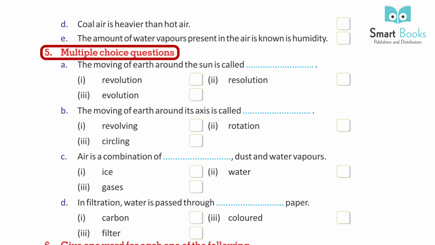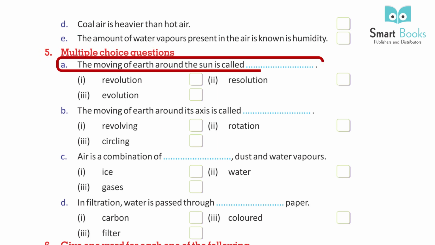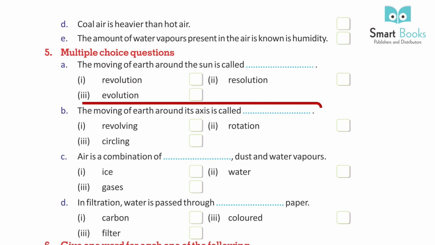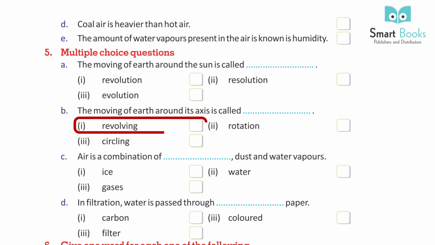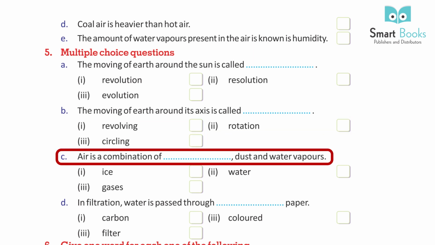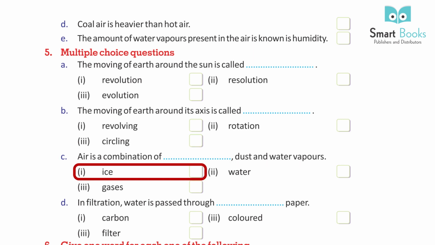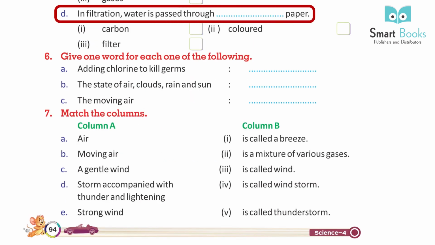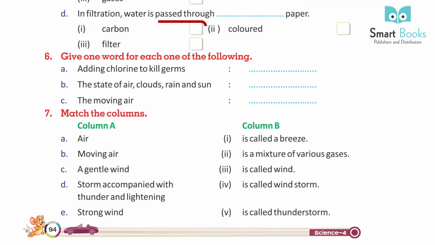5. Multiple choice questions. A. The moving of earth around the sun is called dash. 1 revolution, 2 resolution, 3 evolution. B. The moving of earth around its axis is called dash. 1 revolving, 2 rotation, 3 circling. C. Air is a combination of dash, dust and water vapors. 1 ice, 2 water, 3 gases. D. In filtration, water is passed through dash paper. 1 carbon, 2 color, 3 filter.